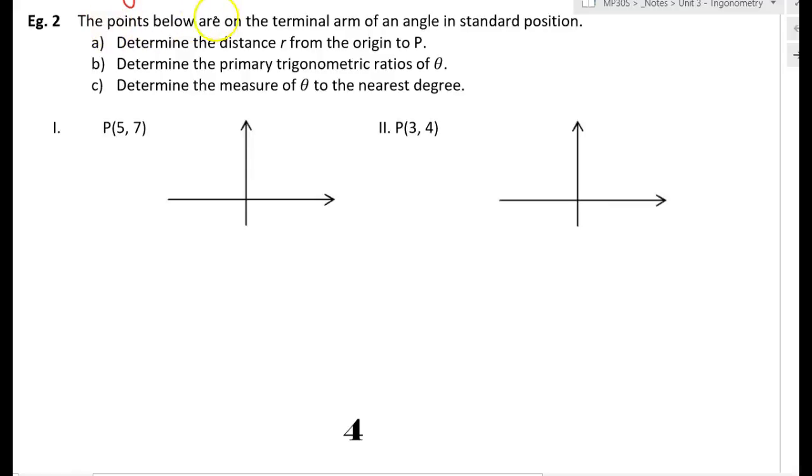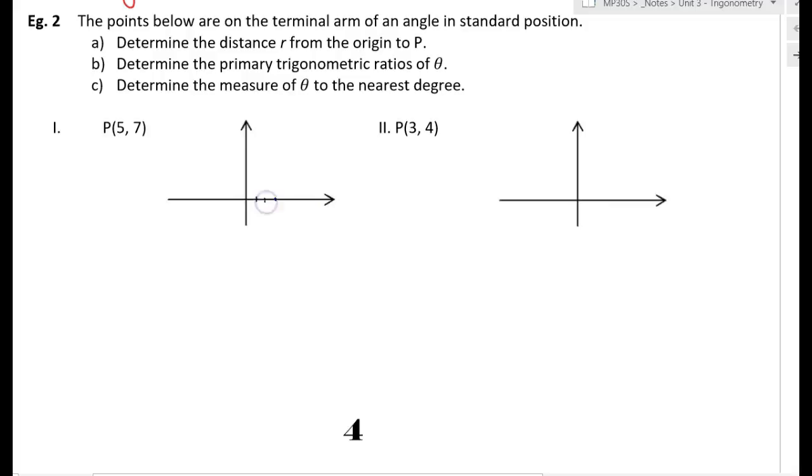Example 2 looks at how to interpret these. The points below are on the terminal arm of an angle in standard position. Determine the distance r from the origin to P, determine the primary trigonometric ratios, and determine the measure of theta to the nearest degree. So I start by just plotting them out.